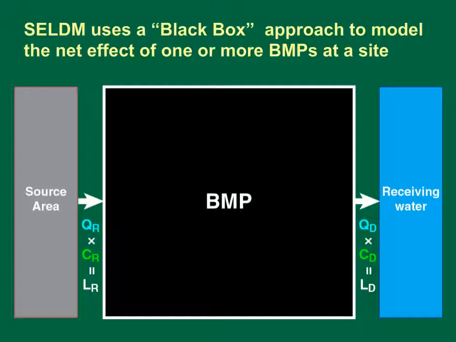With the black box approach, we are given the flows, concentrations, and loads from the source area and use transfer functions to calculate the flows, concentrations, and loads to the receiving waters. In a black box model, we can focus on the net effect of the BMP or BMPs on receiving water quality. In SELDM, these transfer functions are stochastic ratios of outflows to inflows with rank correlation to inflow values.